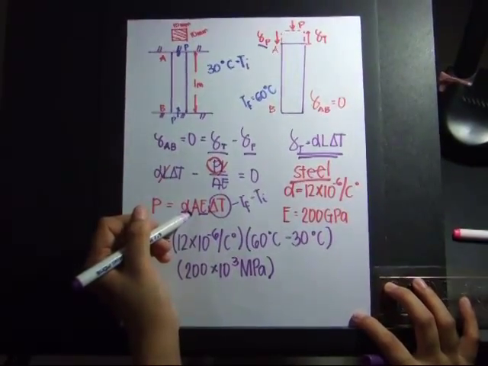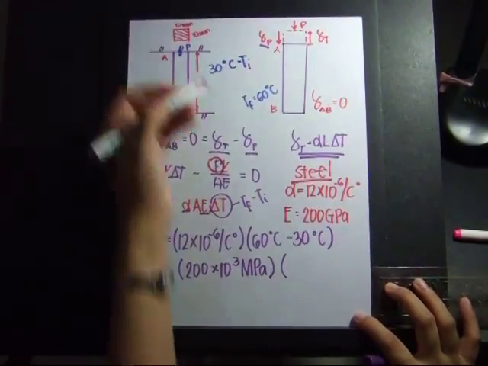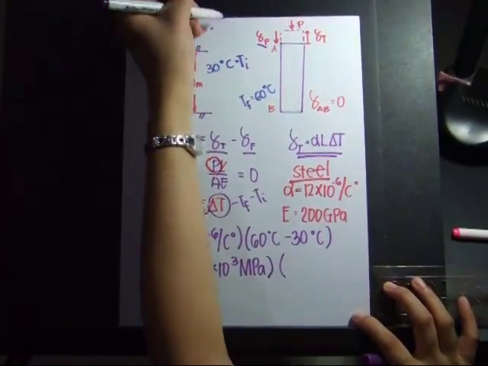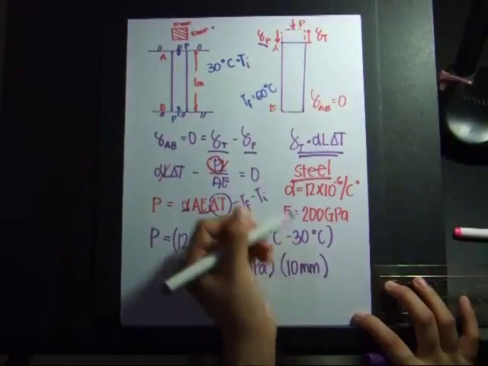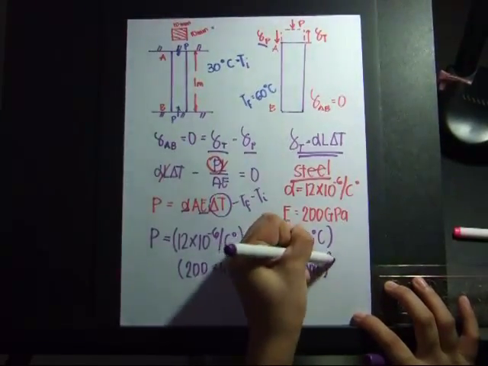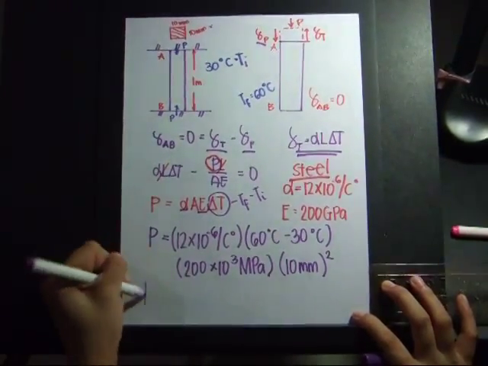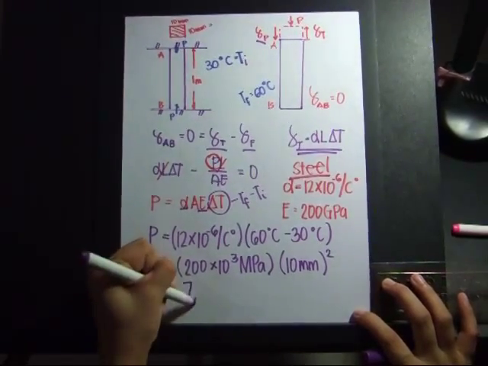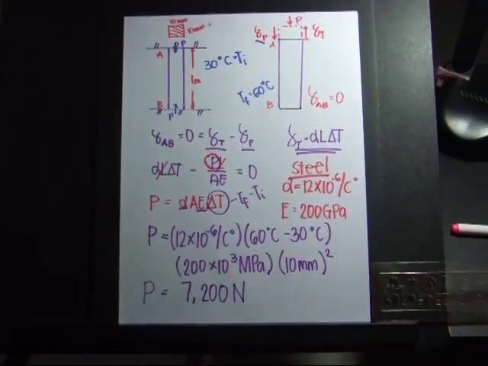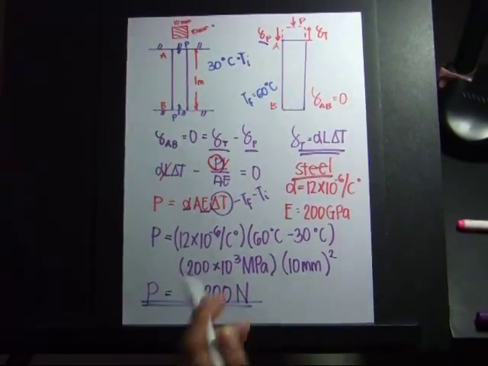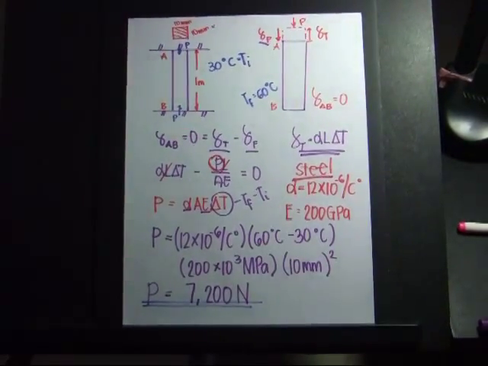And of course, our cross-sectional area, so this is a square, so 10 millimeters, we have to square it. We can get the answer, 7,200 newtons. Is the answer.